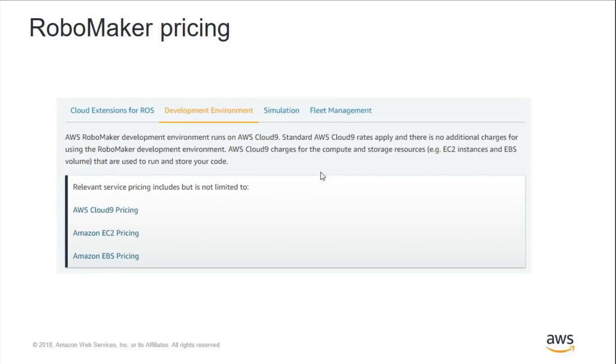For the RoboMaker development environment, again, there's no additional charge from RoboMaker. It's standard AWS Cloud9 pricing, which is basically you pay for the underlying EC2 resources. It'll be owned by you. And if you have any EBS storage volume mounted to that instance, you pay the standard EBS rate as well. And there's no additional charge from RoboMaker or AWS Cloud9.